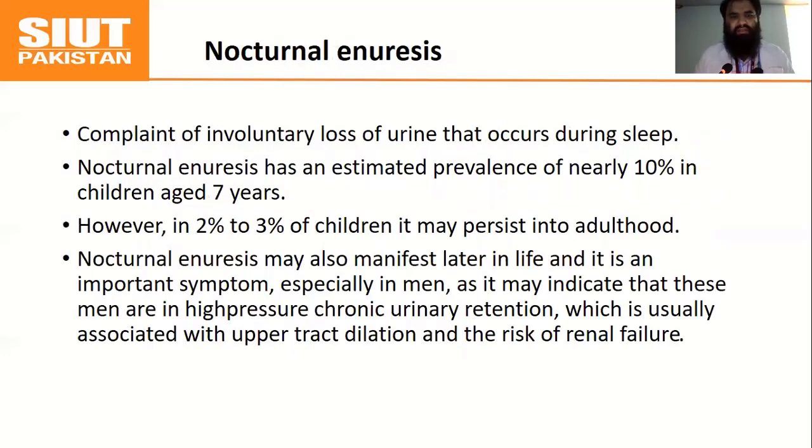Nocturnal enuresis is the involuntary loss of urine that occurs during sleep. Nocturnal enuresis is estimated to have a prevalence of nearly 10% in children aged 7 years. However, in 2 to 3% of children, it may persist into adulthood. Nocturnal enuresis may also manifest later in life and is an important symptom, especially in men, as it may indicate that these men have high pressure chronic urinary retention, which is usually associated with upper tract dilation and the risk of renal failure.